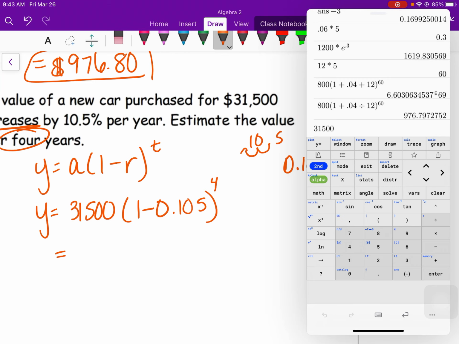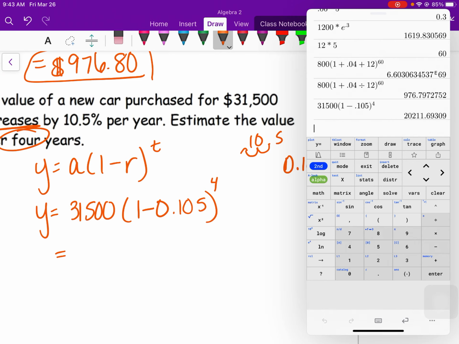So 31,500, parenthesis, 1 minus 0.105 to the 4th power. The value should go down. It is decreasing by 10% per year. So it's not surprising that the value has lost over $10,000.